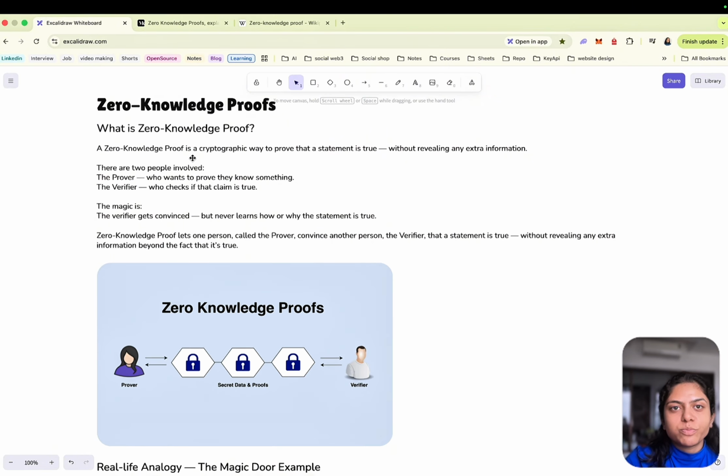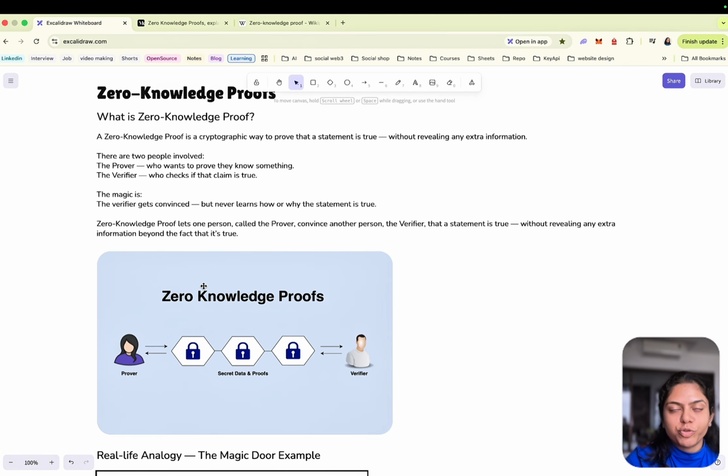A zero knowledge proof is a cryptographic way to prove that a statement is true without revealing any extra information. There are two people involved: the prover, who wants to prove they know something, and the verifier, who checks if the claim is true. The magic here is that the verifier gets convinced but never learns how or why the statement is true.